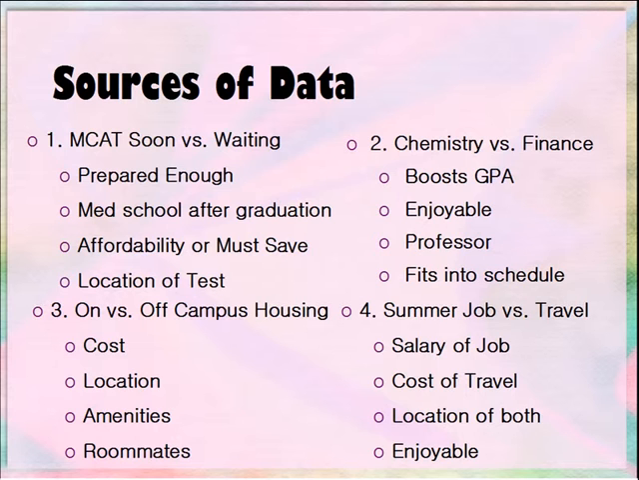For the second scenario, deciding between taking a chemistry or finance class, Noah looks to which course will better his grade point average, which may be more interesting and enjoyable, who the professor is, and which class fits into his schedule better. In the third decision, Noah must decide between living on or off campus. This will depend on the monthly rent, the location of the house in relation to campus, the amenities included, and the roommates that he may live with.